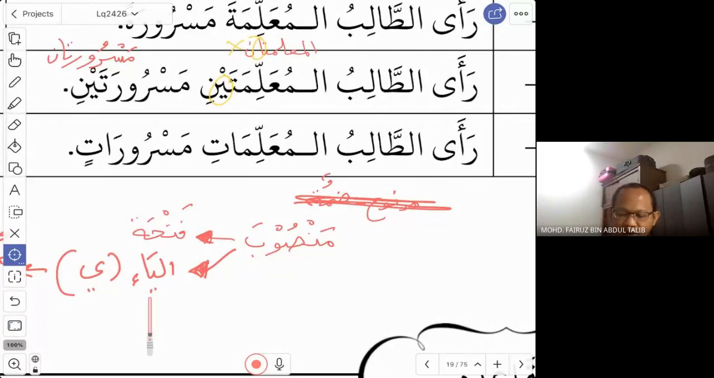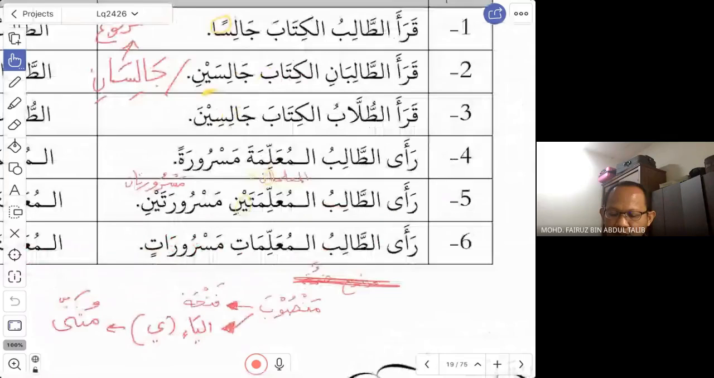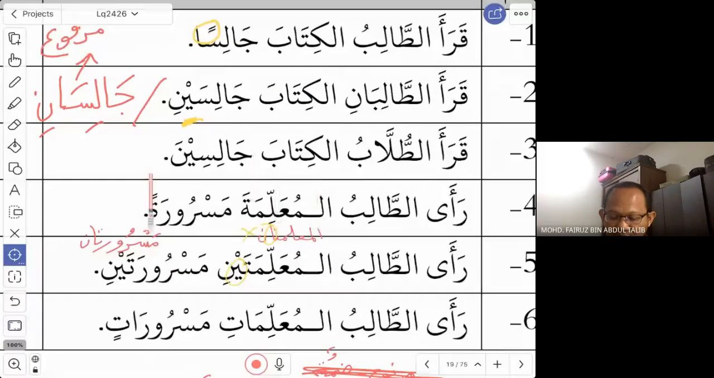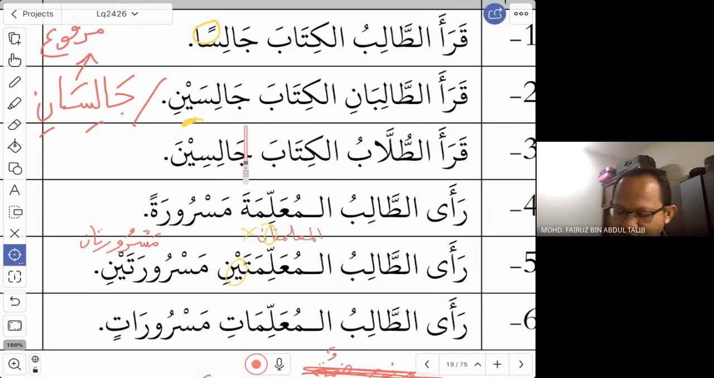Okay, all right. Now we look at example number 3. Qara'at tullabul kitaba jalisin. Look at the word jalisin. This is in what form? Mufrad, musanna, or jama'? This is referring to tulab. Tulab is jama', therefore the word jalisin is also jama'. Yes, Hafizah. What jama' is this? Is this jama' muzakkar or jama' muannas?